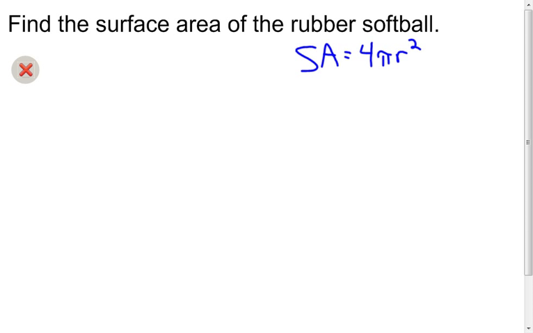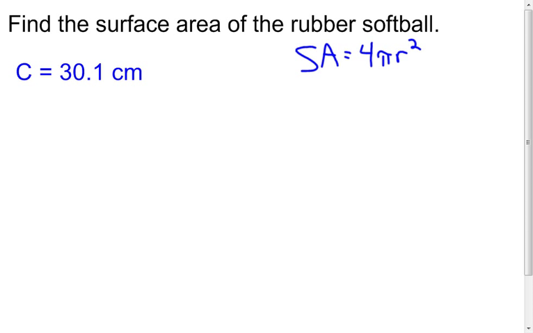Now the problem is measuring the radius of the rubber softball is kind of difficult, because we can't cut it in half, figure out where the center is, and then measure to the sphere of the softball. So we could measure the circumference with a tape measure, which I've done already. And you find out that the circumference of this rubber softball is 30.1 centimeters.